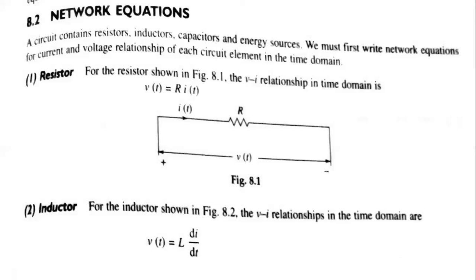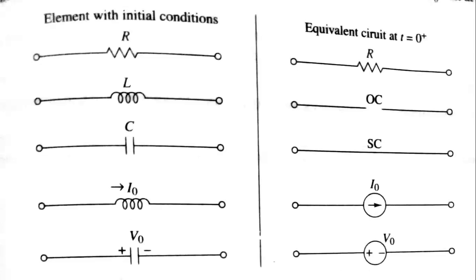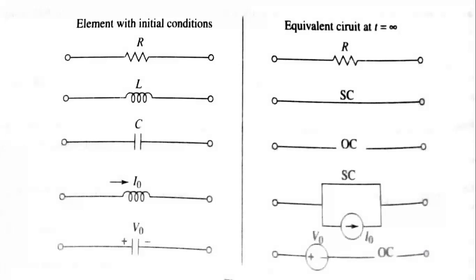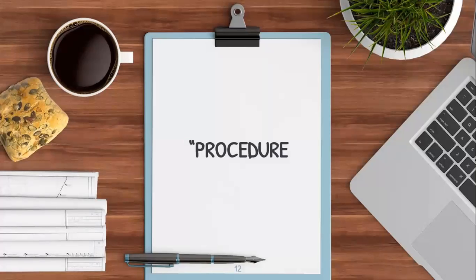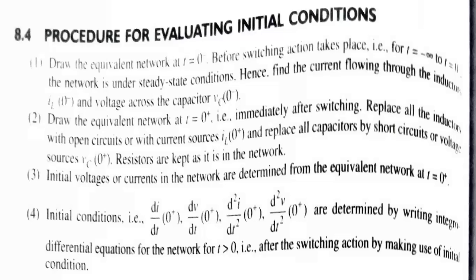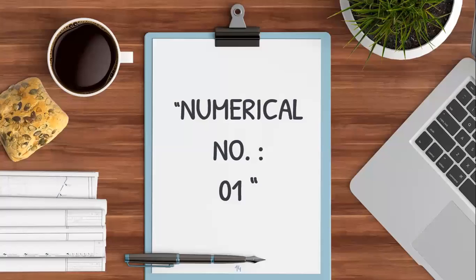Introductory part already we have done. I'm not going to continue the introductory part which was already done in the last lecture. We will continue the numerical on the transient response. What were the procedure, the steps, the initial conditions that we have seen.